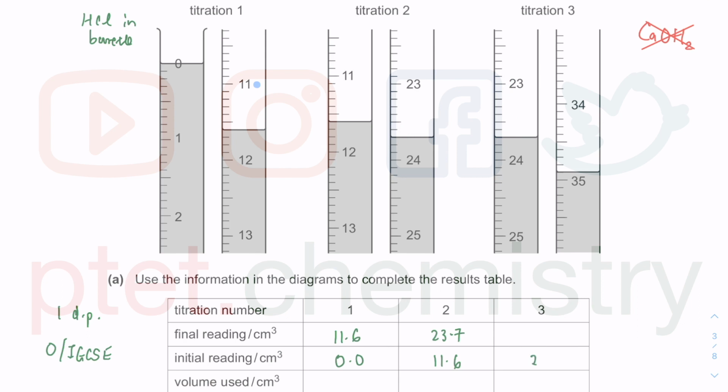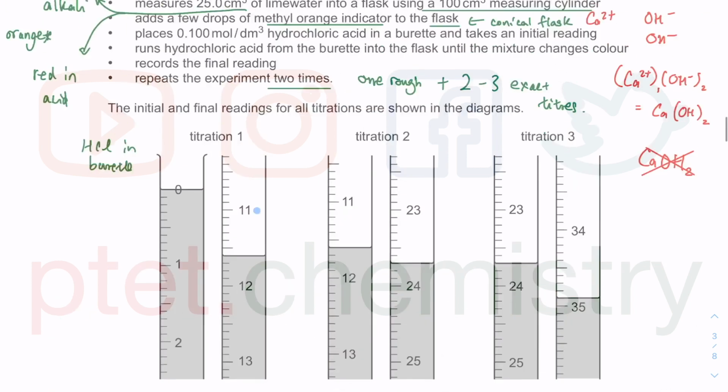So it seems like this student is just continuing the next titration from the previous one. Final volume, 34.1, 2, 3, 4, 5. A bit longer there. 6, 7, 8, and 9.